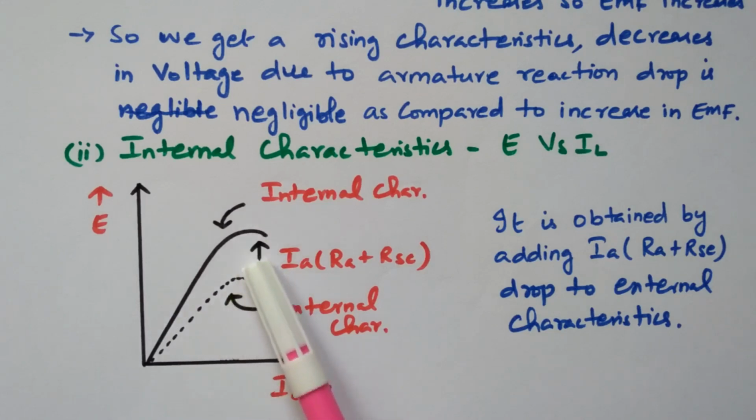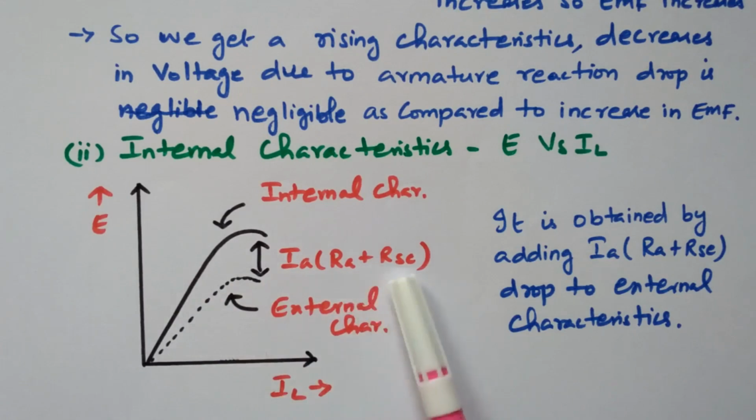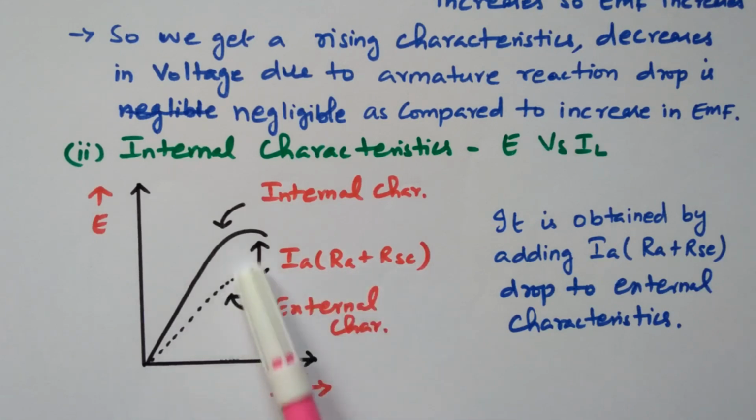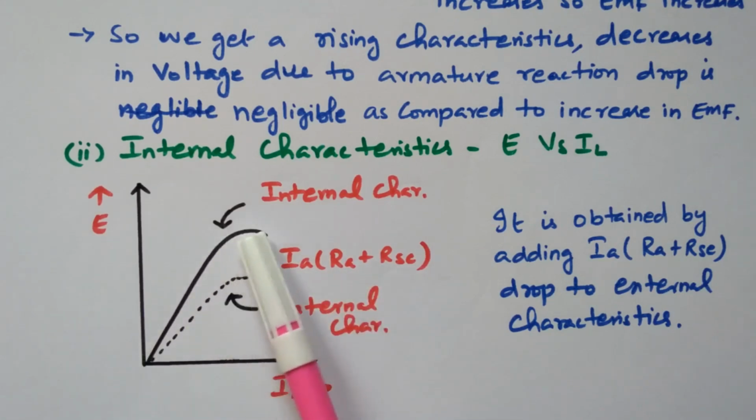If we add the armature resistance drop, because here armature as well as field are connected in series, we need to add both IA RA and IA RSC. If it is a shunt generator, only IA RA will be available. Because of series, it is IA RA plus IA RSC, both are connected in series, right? So this is nothing but the internal characteristics.